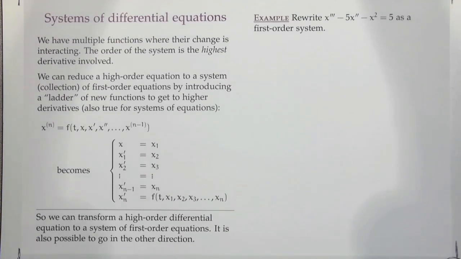Now, ideally, we'd like to make things simple. And so the simplest system would be where everything is a first derivative. So that would be a first order system. The punchline is we can always make things into a first order system. And so we say, okay, great. So all we have to do is master first order systems and we can solve anything. And so how does that happen?